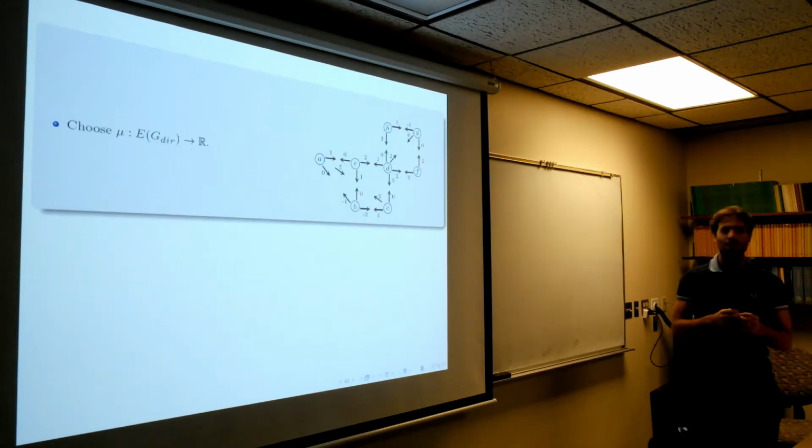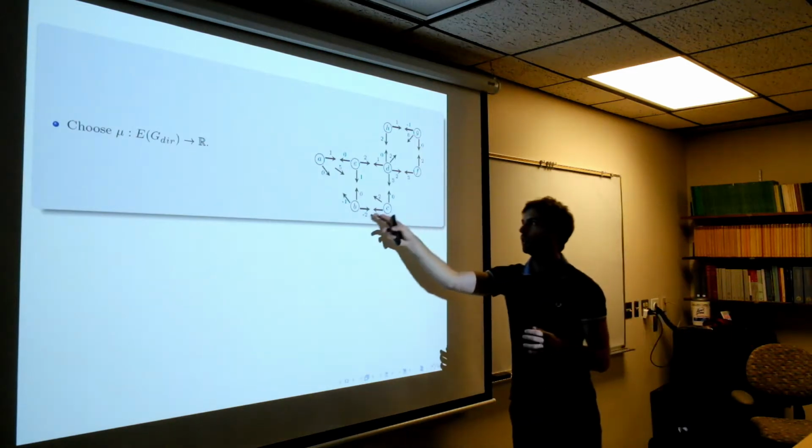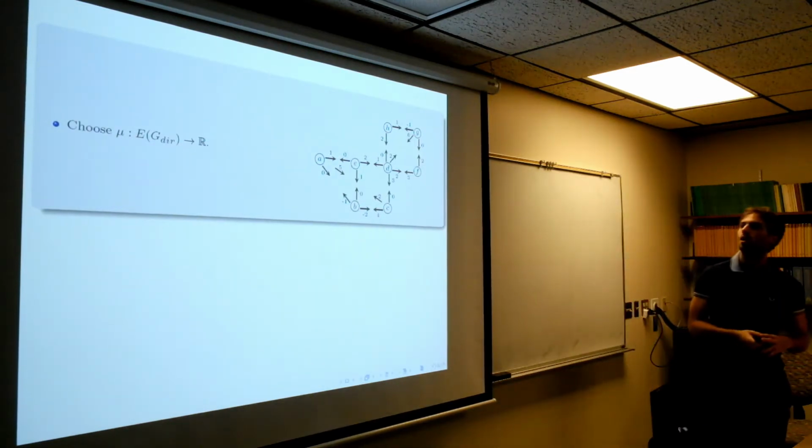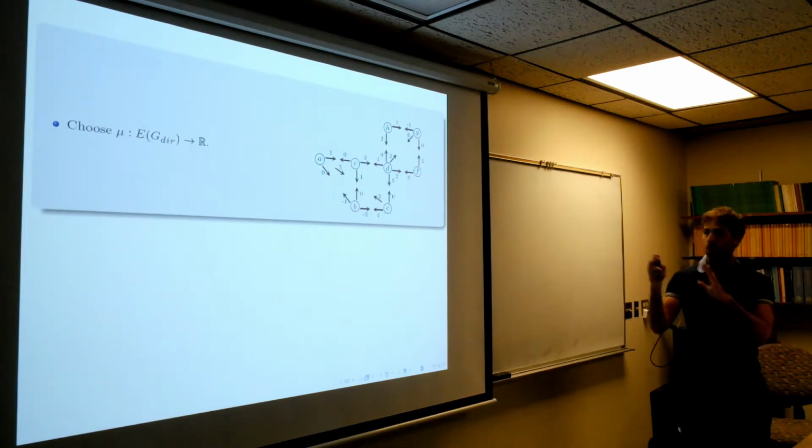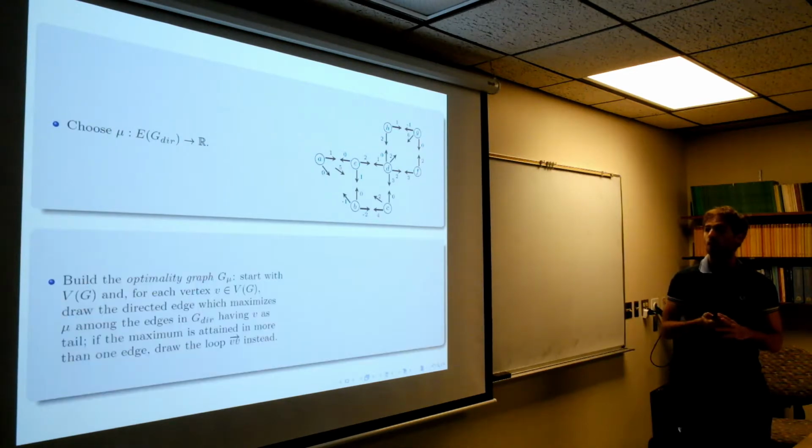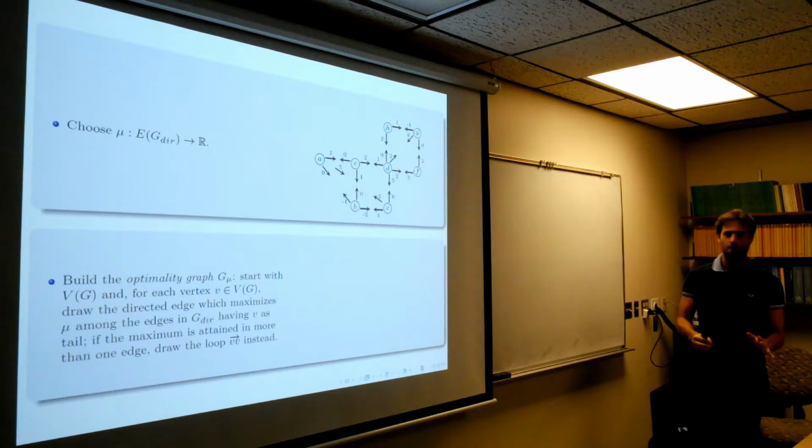And now we want to assign numbers to these arrows. So we choose a function, mu, from the set of arrows, so from the set of edges in this directed graph, to R. Again, this just corresponds to drawing a real number on the arrows. And for now, this function mu is random. We can take the one we prefer. Then we will see that using some specific mu, we will get interesting results. And then we use this to build another directed graph called the optimality graph, G mu. So we start from the same vertex set of the graph.